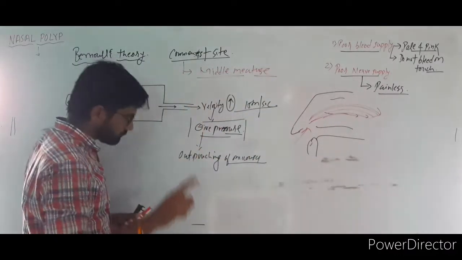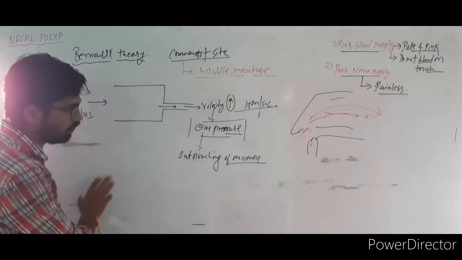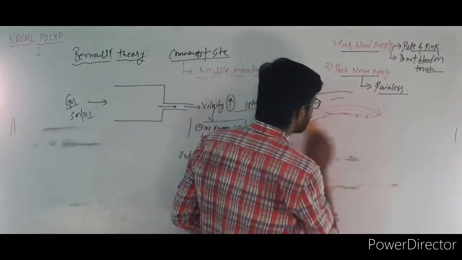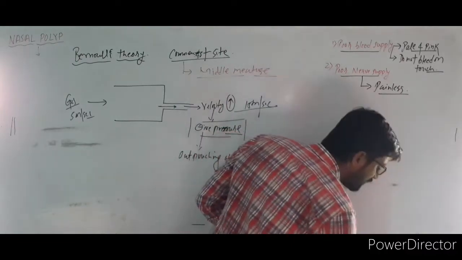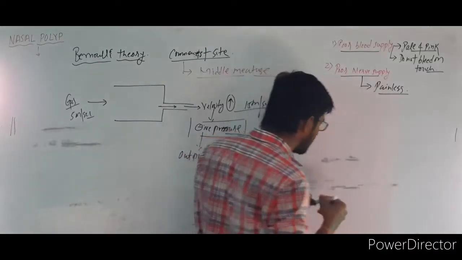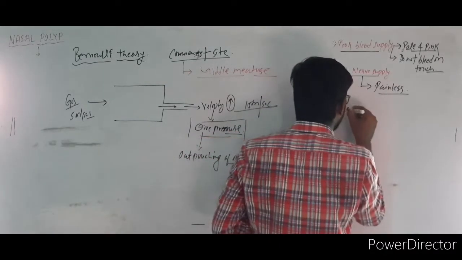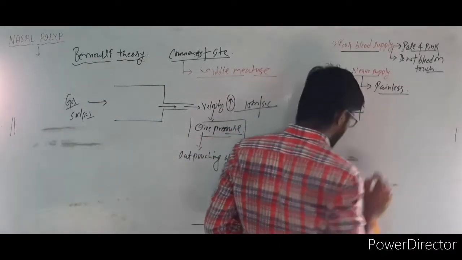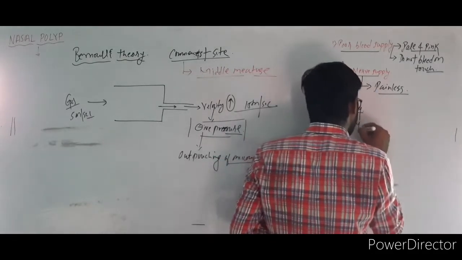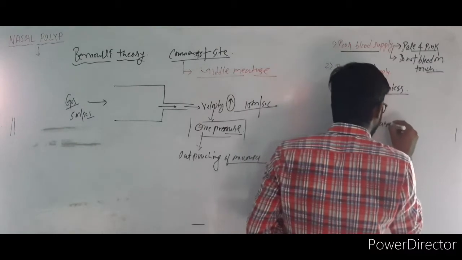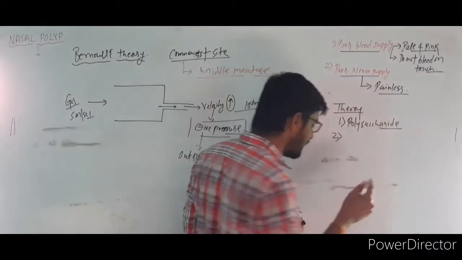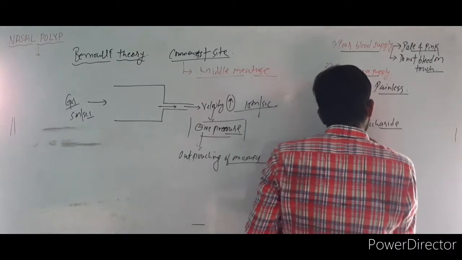Now there are some theories. The examiner will ask for the theories of the nasal polyp: how does a nasal polyp arise? So there are some theories. The first theory is the polysaccharide theory. The second is the vasomotor phenomena.